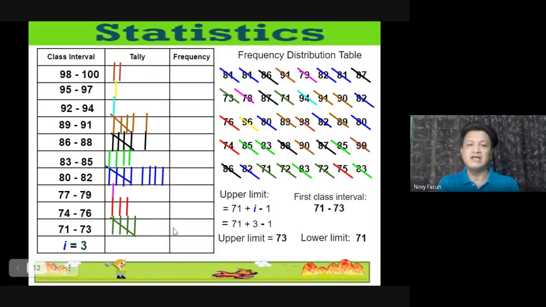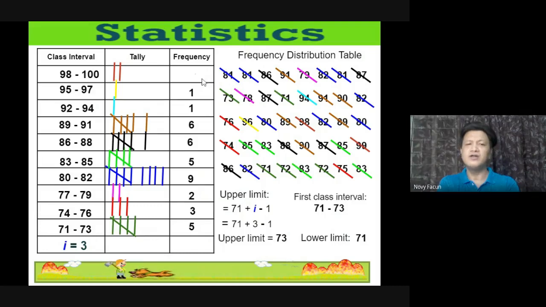Okay, and then, after that, we can now find the frequency of each tally, yung sa bawat class interval na yan. Bibilangin mo lang, sa 71 to 73, ilang nag-appear? 5 yan. Kaya sulat mo doon. That is 5. Okay. Dito naman sa between 74 to 76, there are 3. Dito naman, we have 2, then 9. There are 5 sa 83 to 85. Dito naman ay 86 to 88. 6. Dito naman sa 89 to 91, there are 6. 1 dito sa 92 to 94. 95 to 97 is 1. And dun sa 98 to 100, there are 2.